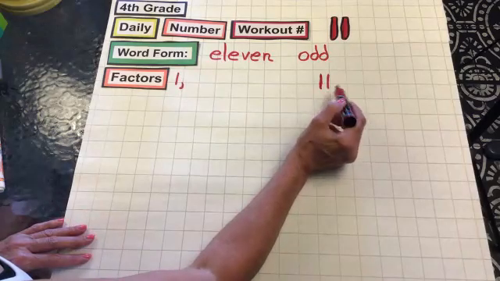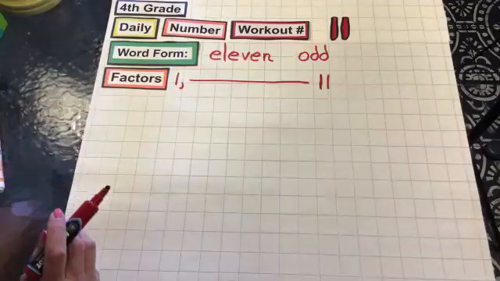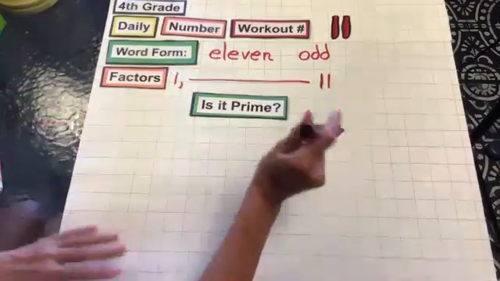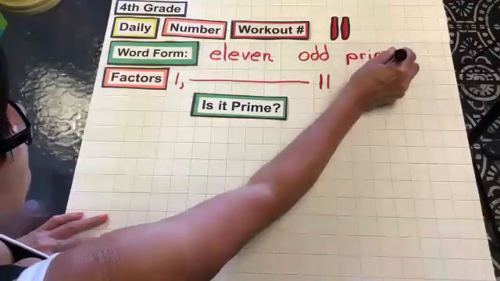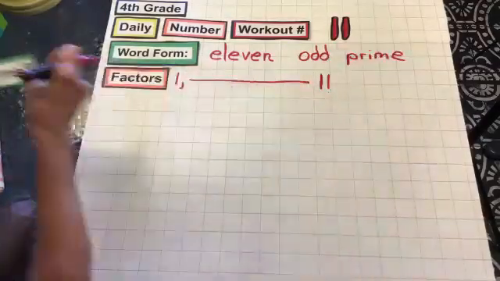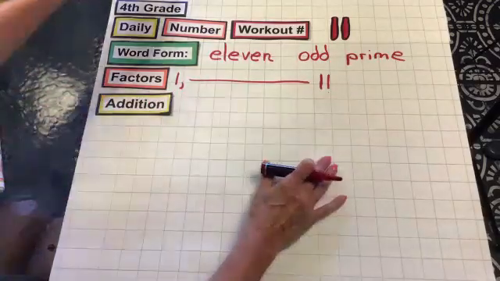10 doesn't go in because it doesn't end with a 0, so we are done. And because only 1 and itself are its factors, it is prime. So there we have it. Moving right along, let's go into addition.